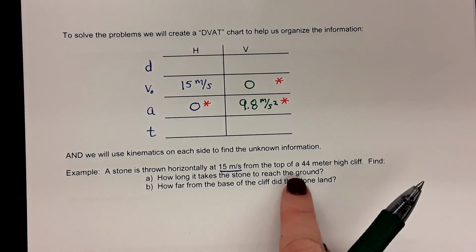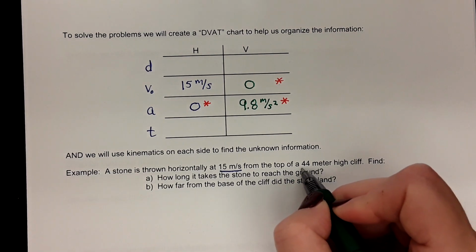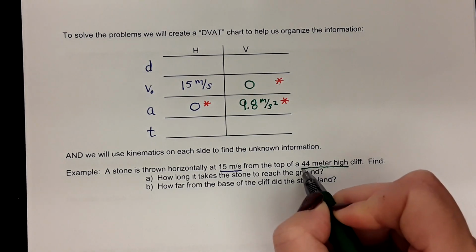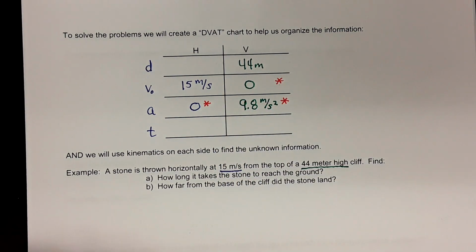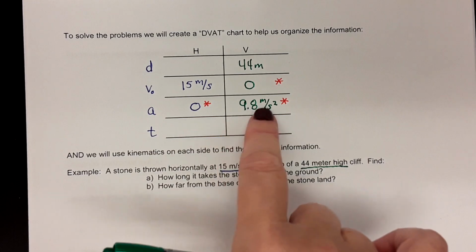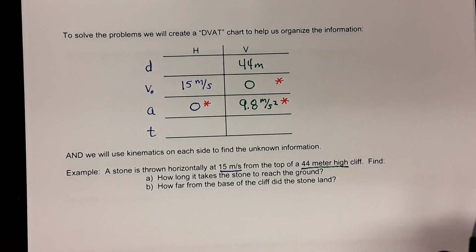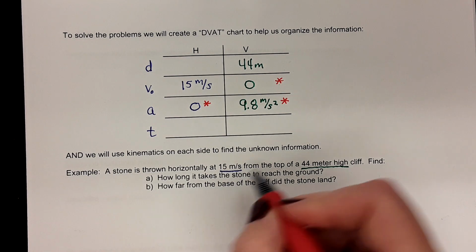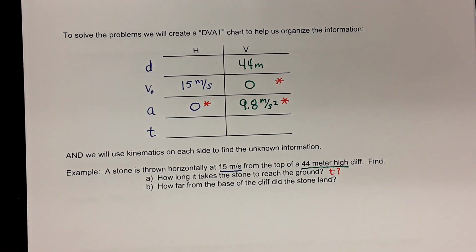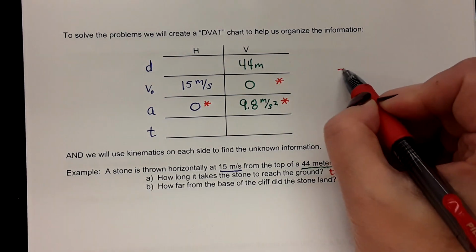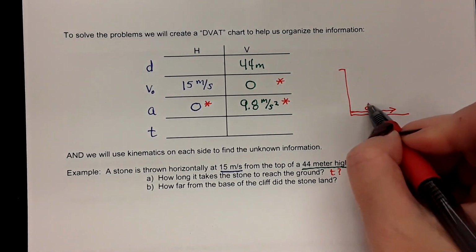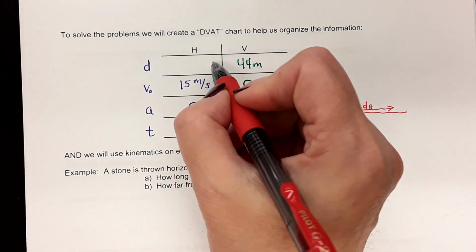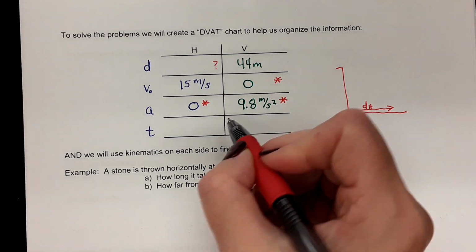Then, it says it's thrown from the top of a 44-meter high cliff. Well, height, that means this is the vertical displacement. Height is vertical, so 44 meters. I don't see any other numbers, and we already have our inferred information in there. So let's see what we're trying to find. How long it takes, well, that's the time, right? And how far from the base of the cliff did the stone land? If you're looking at the base and you're going outward, that would be the horizontal distance, wouldn't it? So we want to find this and the time.